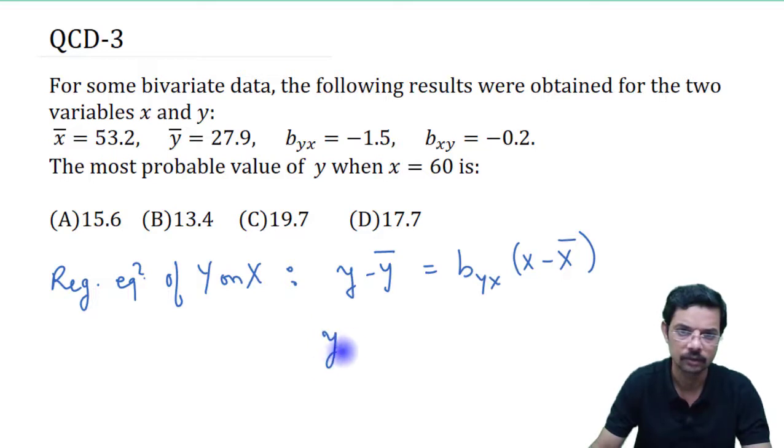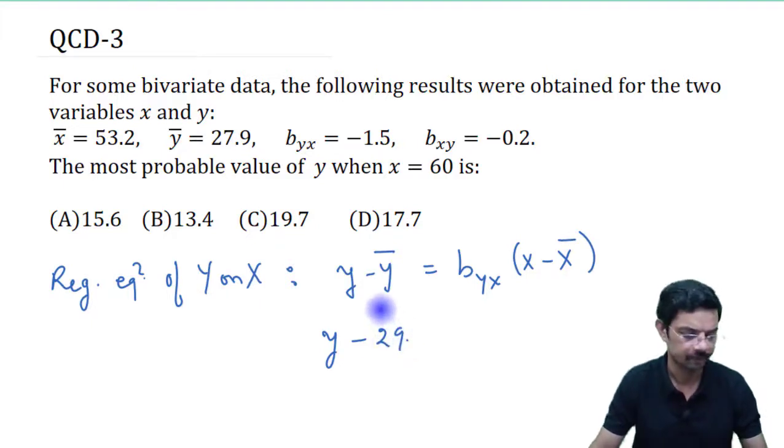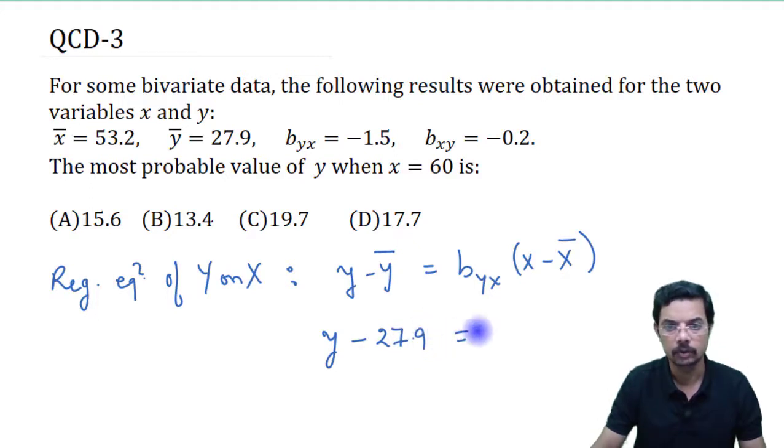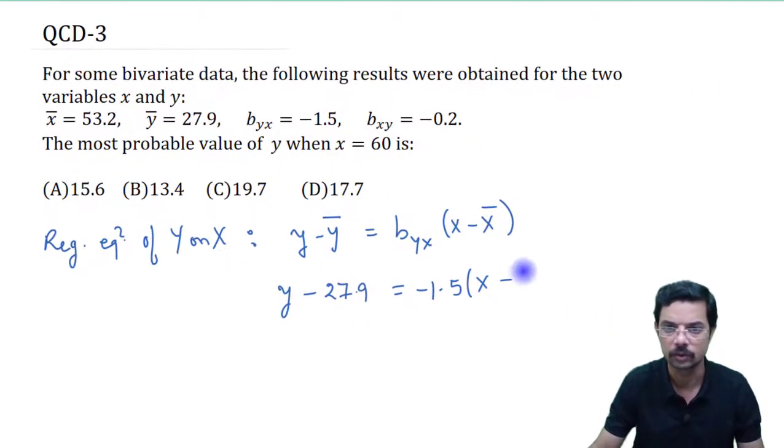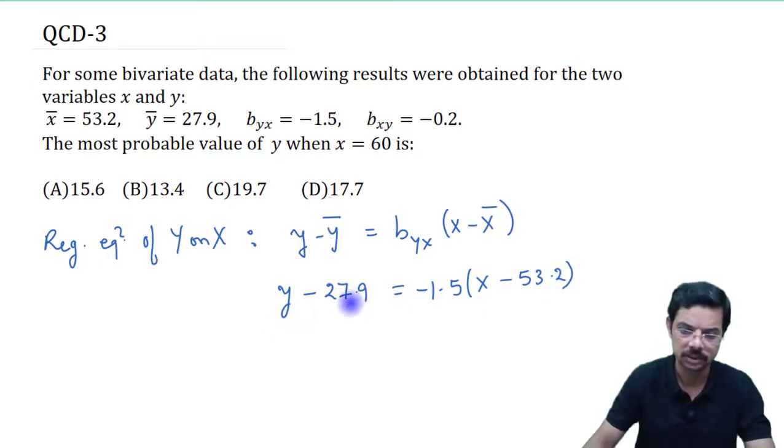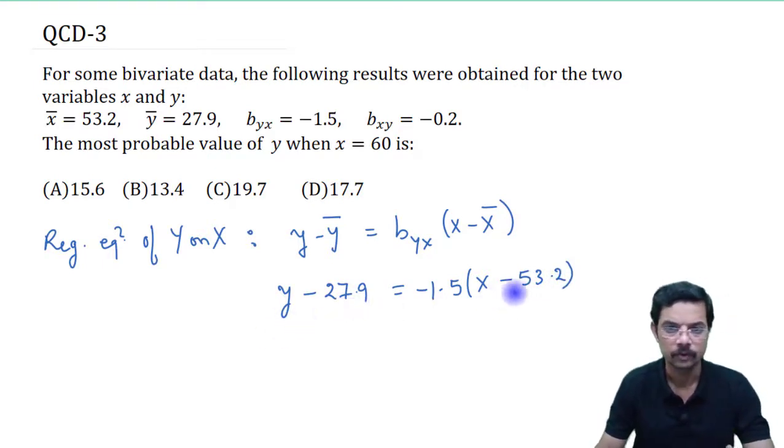So what we have here is y minus, what is y bar? Y bar is 27.9, equal to byx, which is minus 1.5, into x minus x bar. X bar is 53.2. So y minus something equal to something. How to solve this? We need to multiply this minus 1.5 to x as well as this number.